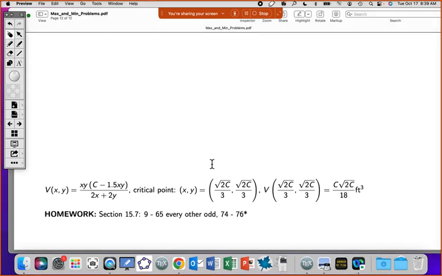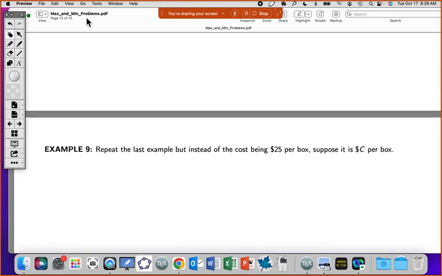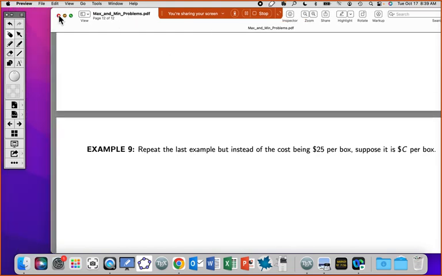All right, so here's some homework to work on here. 74 to 76 even, those are some special problems. Usually the starter problems, once again, those are things that could turn into some nice projects. All right, so that's max and min problems.